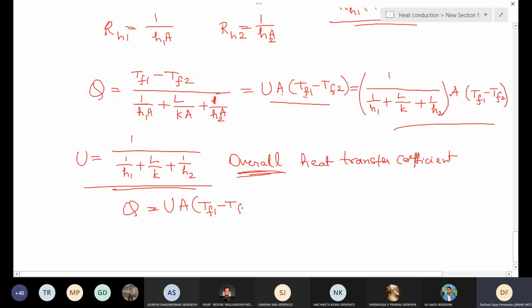Somewhere in the problem, if it is mentioned, overall heat transfer coefficient for the wall is this, and the fluid temperature is given, so you should not be worried. You should know it's a very easy problem to solve, because U is directly given, you don't have to worry about H1 value, K value, and H2 value. Simply substitute and obtain the heat transfer.